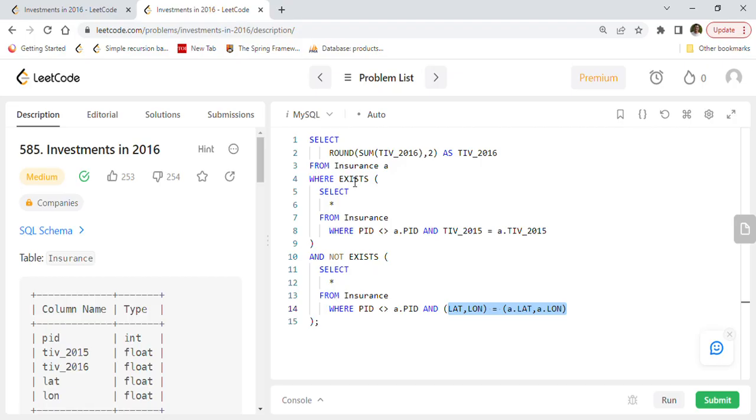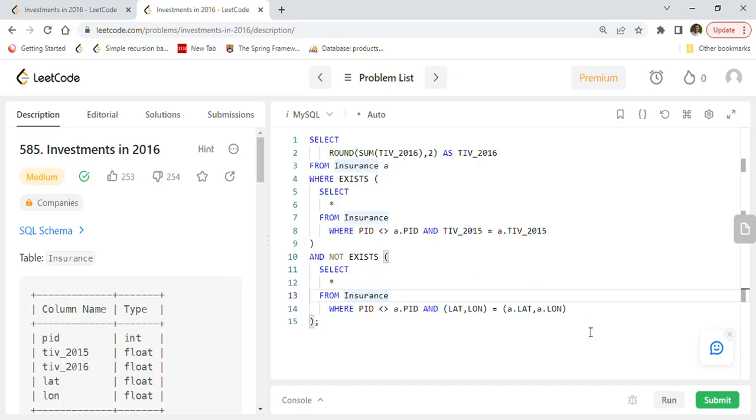So this is pretty straightforward. We just used the where exists clause here. What this where exists clause is doing is finding other records that have the same TIV 2015 value, right? And then we also want to make sure that the latitude longitude combination should be unique. That one we are doing here. So that latitude longitude combination A.lat, A.lon should not exist anywhere, basically, right? So not exists, correct? This is the way you can use both the where exists and where not exists clauses here.